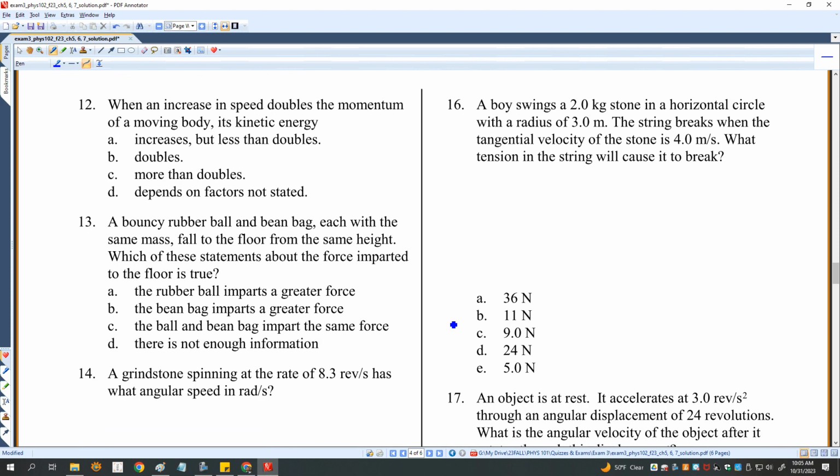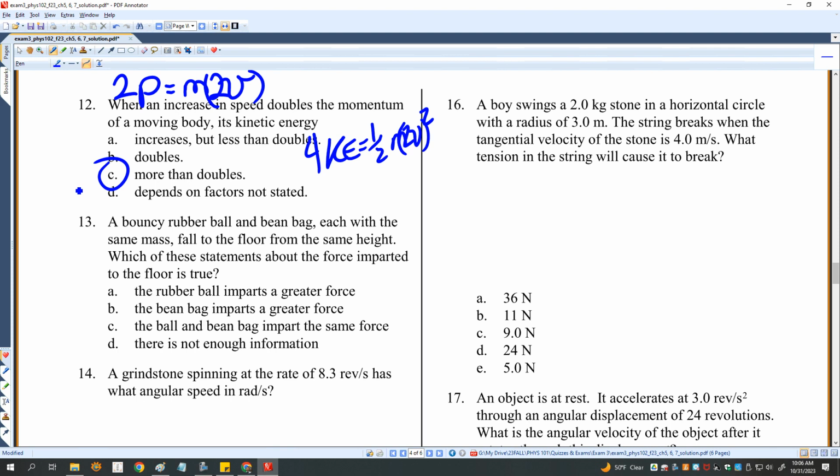When an increase in speed doubles the momentum of a moving body, remember momentum is equal to m times v. If I double the momentum by an increase of speed, that means I've doubled the speed. Then the kinetic energy is going to be 1/2 mv squared. If I double the speed here, that quadruples the kinetic energy. So the kinetic energy more than doubles.